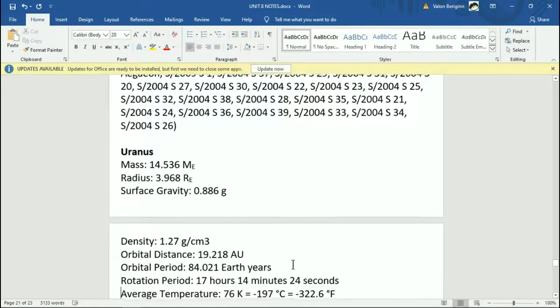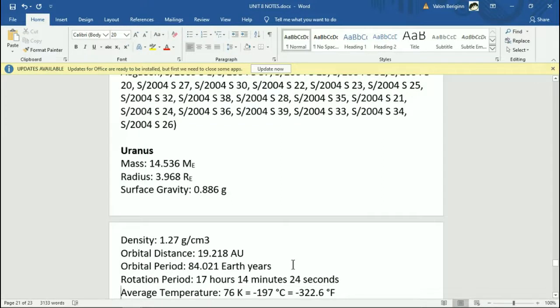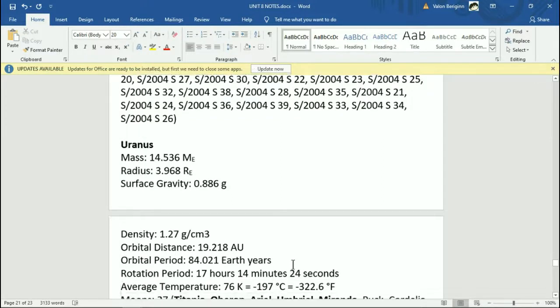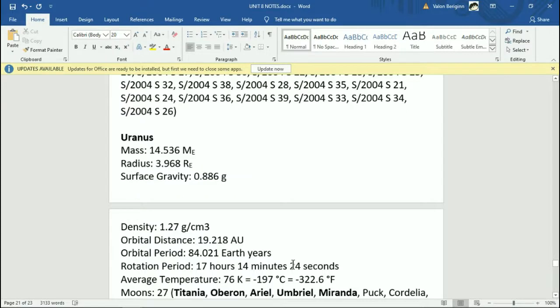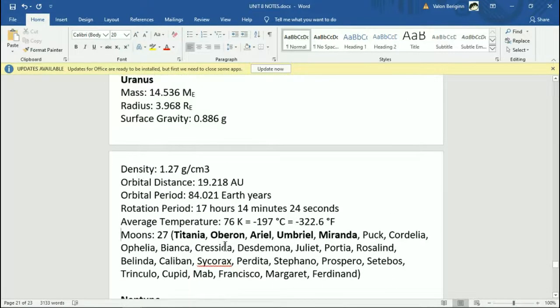But yeah, that's something interesting about that. Average temperature, again, getting very cold, negative 300 Fahrenheit. And there's 27 moons. Now, again, we have these moons that are in hydrostatic equilibrium, the spherical-ish ones: Titania, Oberon, Ariel, Umbriel, and Miranda.